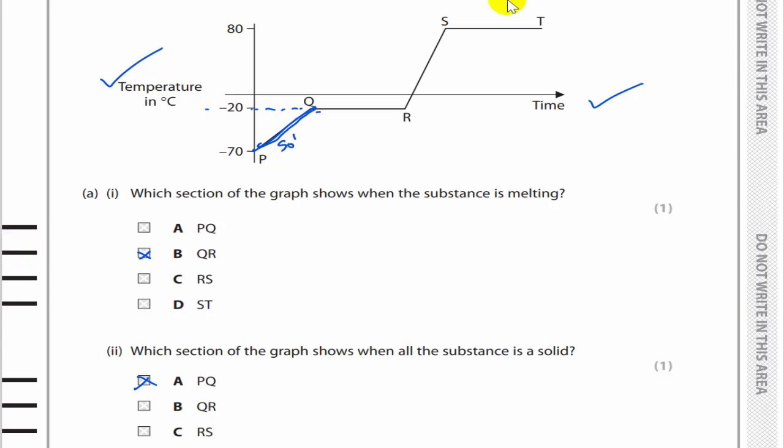So here all the substance is solid, then solid plus liquid, and here all is liquid, and here D is not correct. The substance is boiling. So here melting occurs, and here boiling occurs. It is called latent heat of vaporization here, and latent heat of fusion here.